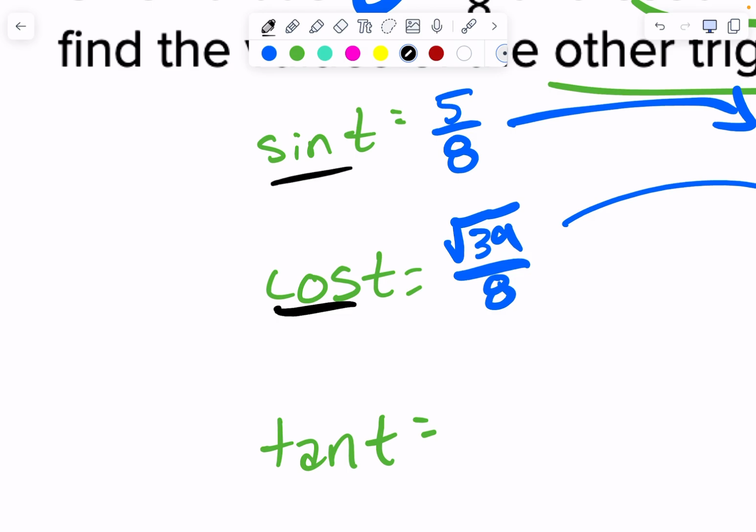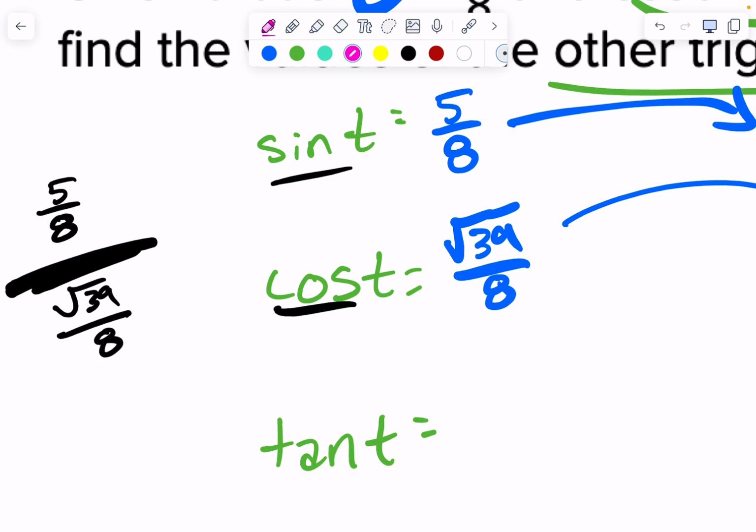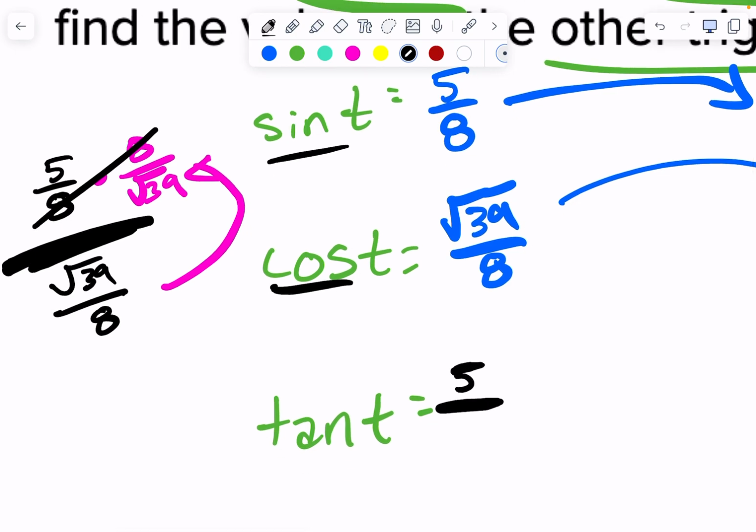We take sine, which is 5/8, and we divide by the square root of 39 over 8. Okay, and how do I do that? No, you don't, because then your calculator is going to spit it out as a decimal, and I'm going to count it wrong. 100%, always, you flip it. We keep, flip, multiply by 8 over the square root of 39, right? Then the 8s are gone, they reduce. So tangent is 5 over the square root of 39.